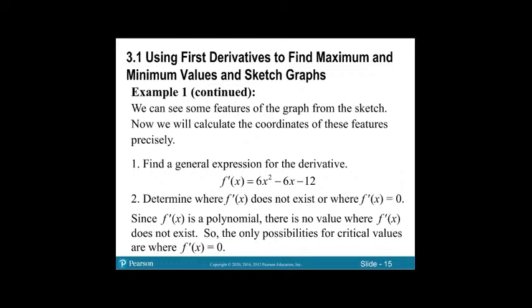Okay. So we can see some features of the graph from the sketch. Now we'll calculate the coordinates of these features precisely. Find a general expression of the derivative. We did this, right? Determine whether f prime does not exist or where f prime is equal to 0. Since f prime is a polynomial, there is no value where f prime does not exist, so the only possibility for the critical value is where the derivative is 0. Okay?